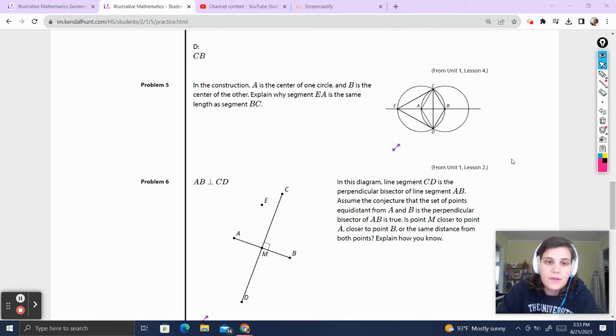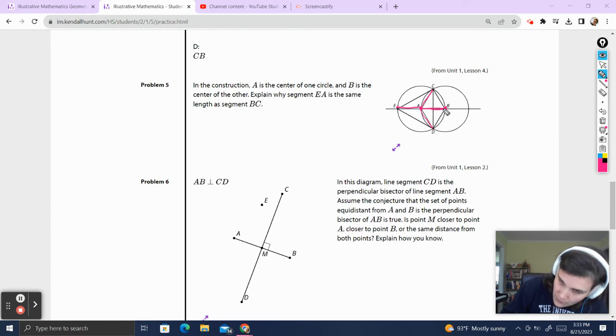Problem 5. In the construction, A is the center of one circle, and B is the center of the other. Explain why segment EA is the same length as segment BC. So we have A is the center of one circle, which means this is our radius, so it's congruent to this guy, he's congruent to this guy, he's congruent to this guy. Now, it almost looks like not equal parts, but we know all those pink things are congruent because it is the radius. And then we have B, which is the center.